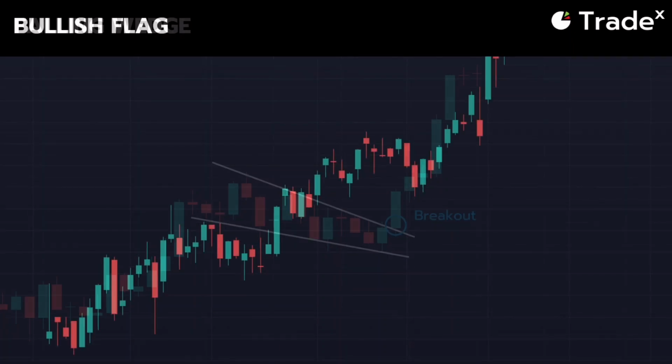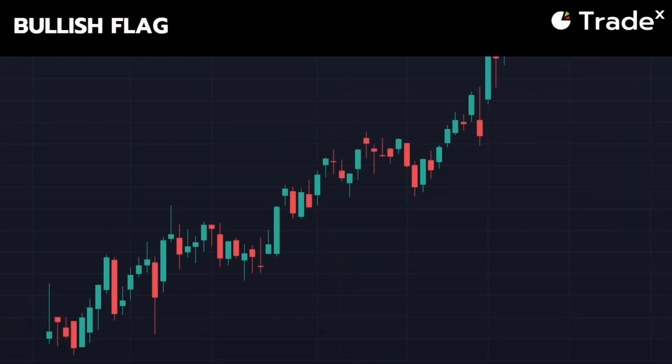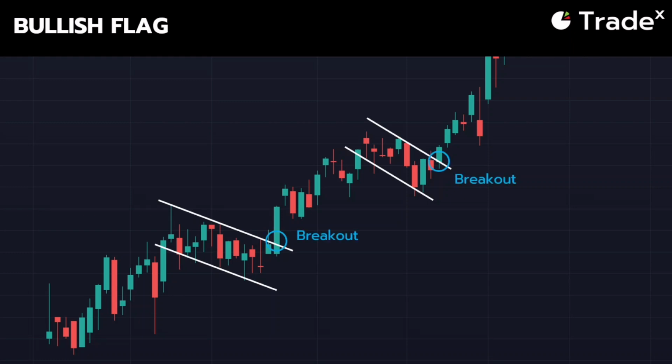Sometimes, during a prolonged uptrend, the market may experience several pullbacks. Traders should watch these pullbacks closely to identify opportunities for entering positions. In this example, the price pulls back twice, each time forming a bullish flag pattern that signals a potential continuation of the trend. After each pullback, the price breaks out of the pattern to the upside, resuming its upward movement.